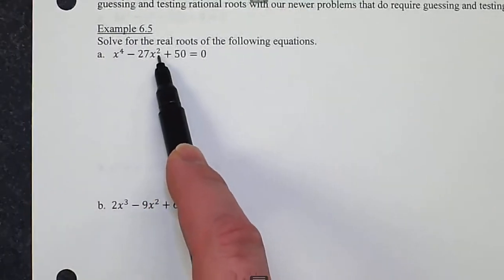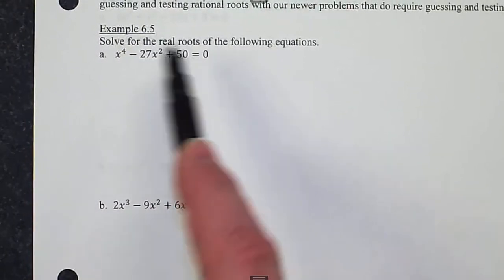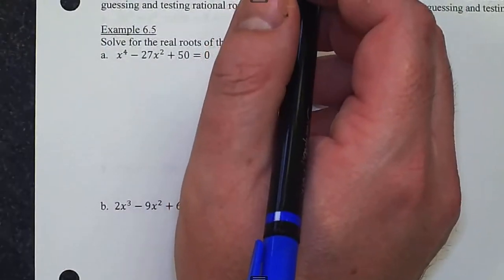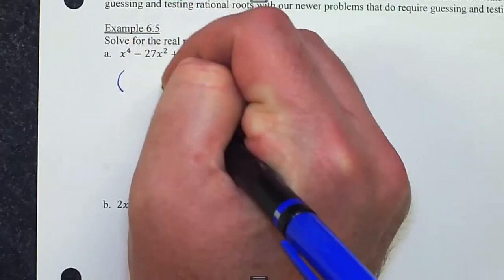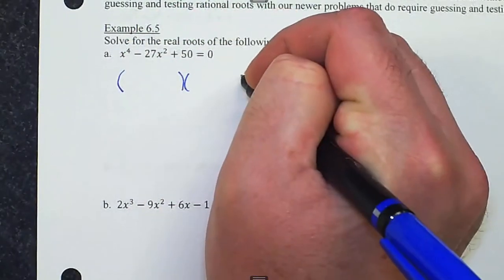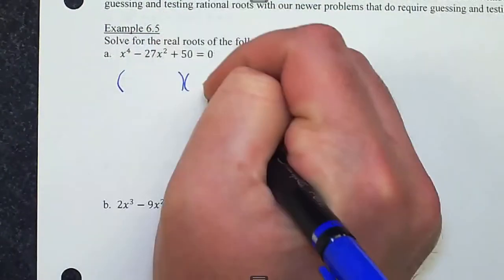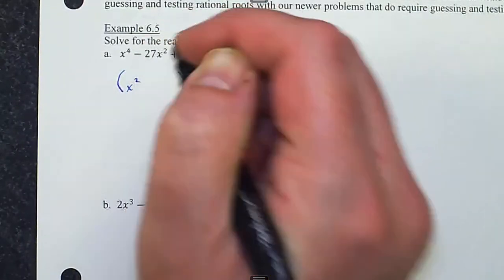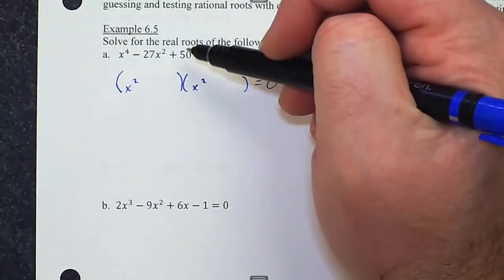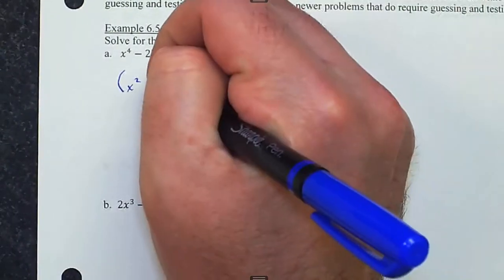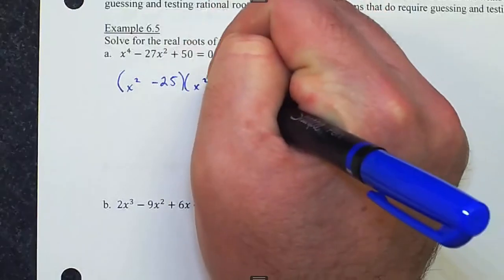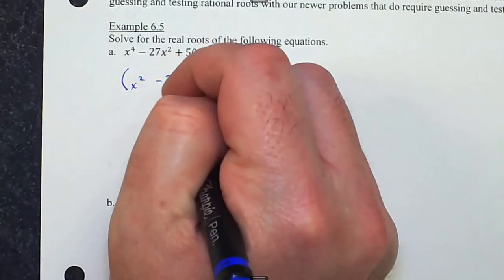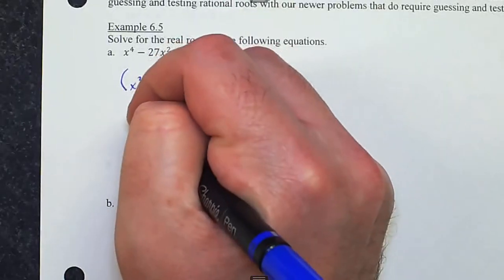4 is twice 2. The exponent here is twice the exponent here, and then there's no exponent there. So this is quadratic form. So we can factor it as if it were like x squared. But instead of x and x, I do x squared and x squared, because x squared times x squared makes x to the 4th. Then I need numbers that multiply to 50 and add to 27. Well, that's 25 and 2, both of them negative. This is a difference of 2 squares, so keep factoring it.